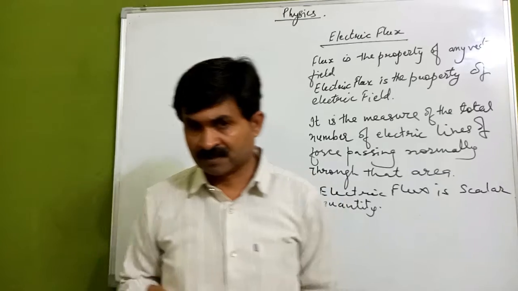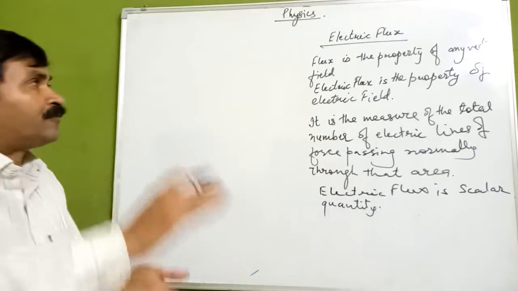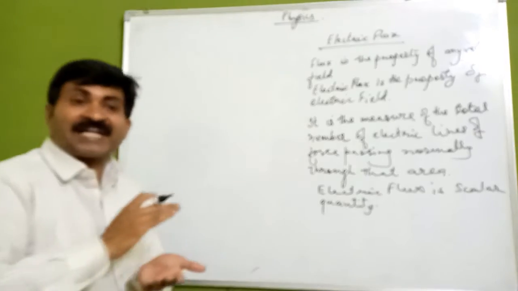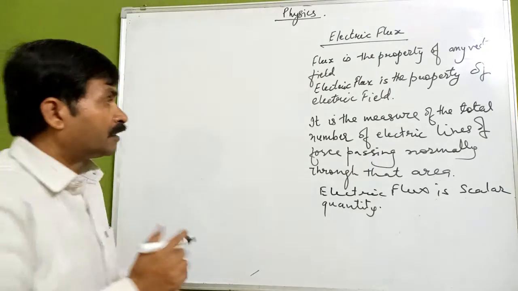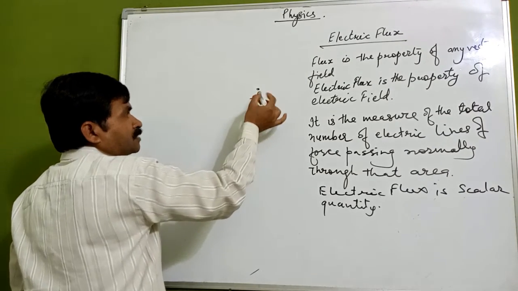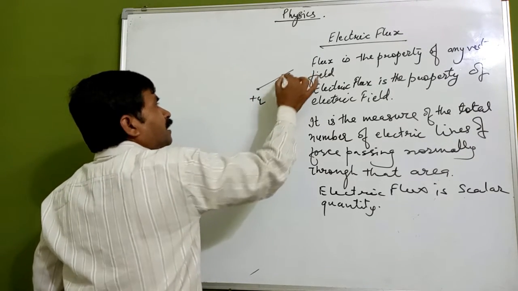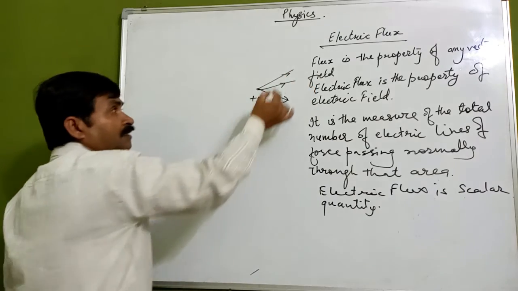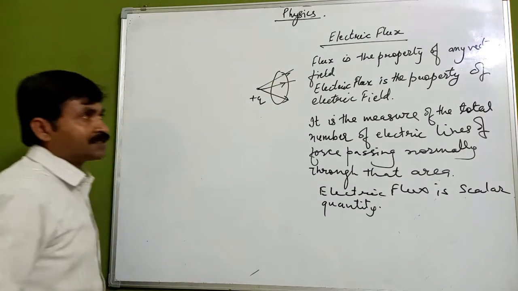Now we will go with the electric flux. Flux is a type of flow, and this flow is of the electric field lines. If we have some charge, as we have discussed earlier, and these lines are passing like this, these electric field lines give us the field strength.